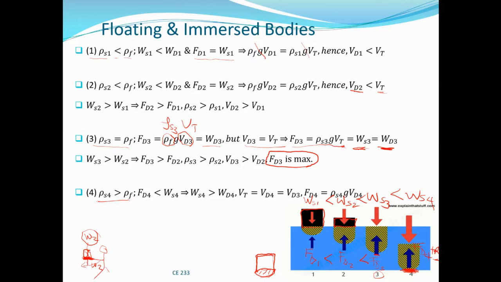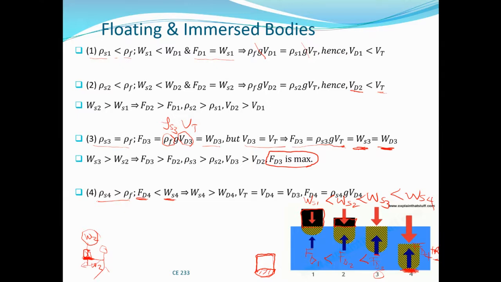So here the buoyant force is no longer equal to the weight. Whereas in the first, second, and third cases, the buoyant force is exactly equal to the weight of the ship. In the fourth case, the weight of the ship is greater than the buoyant force. That is why the ship sank to the bottom.